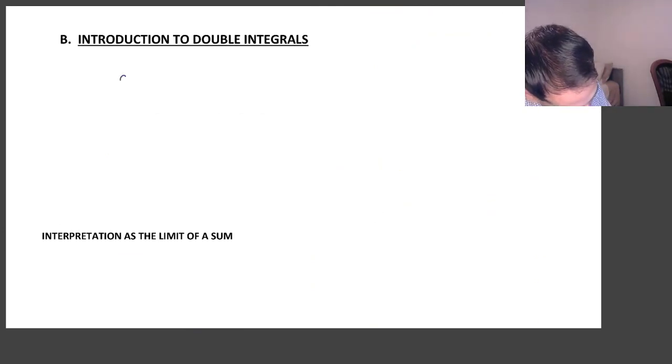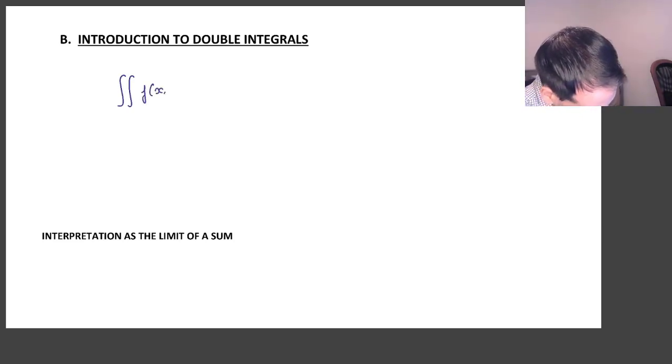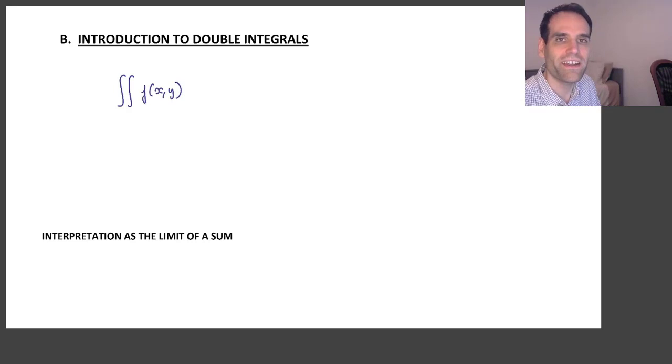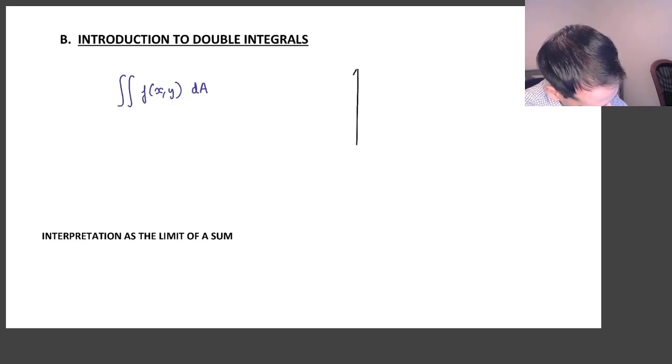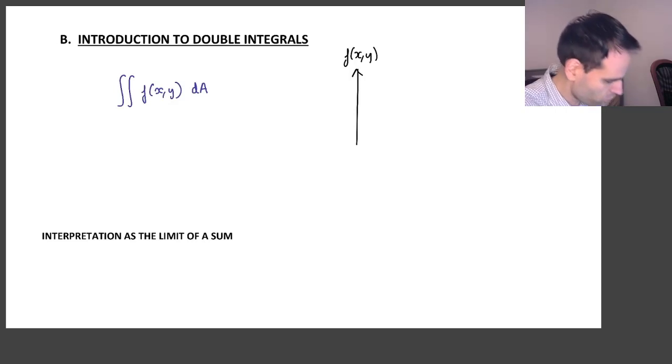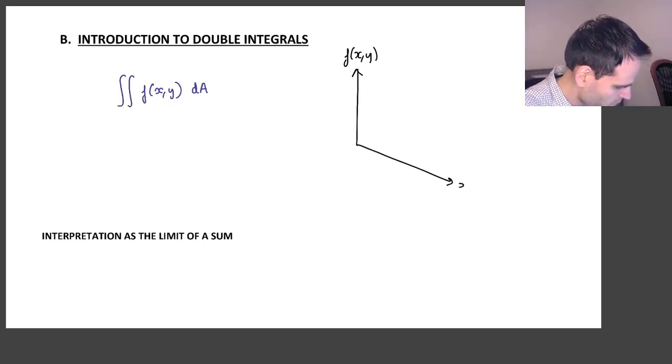The double integral, which we write by writing 2 integral signs of a function f of x, y. So now the function has 2 variables, x and y. With respect to dA, can be interpreted as follows. This is function f of x, y, which depends on 2 variables. So I need to draw a 3-dimensional diagram now.